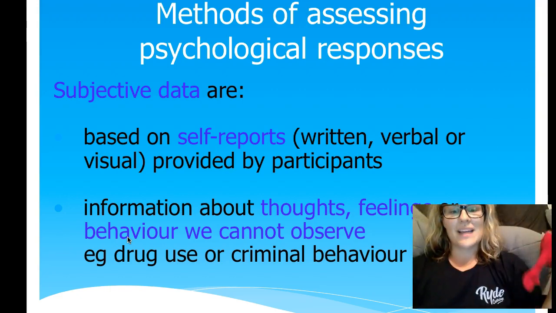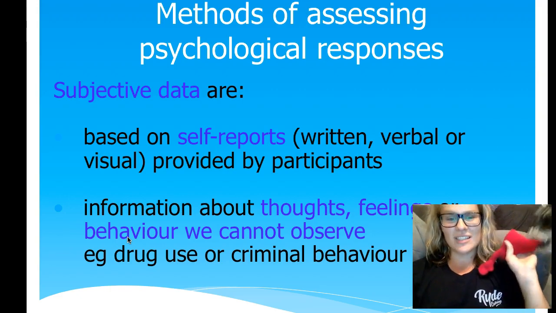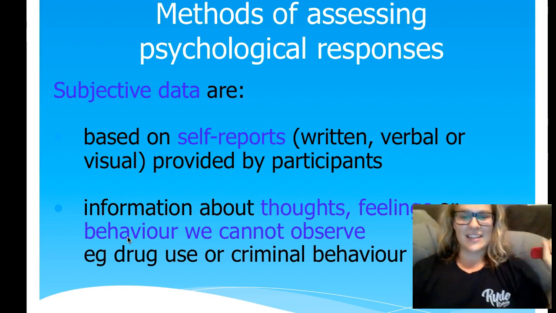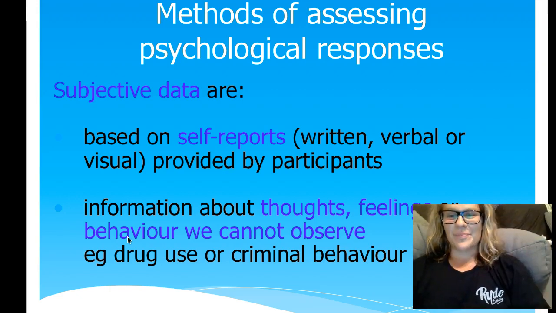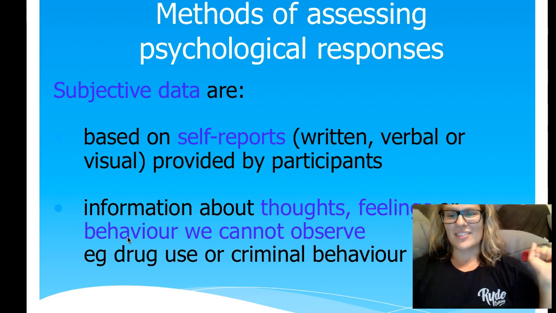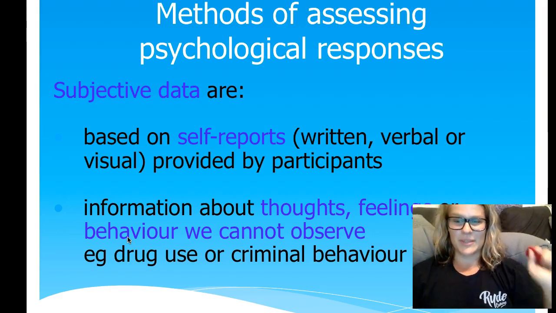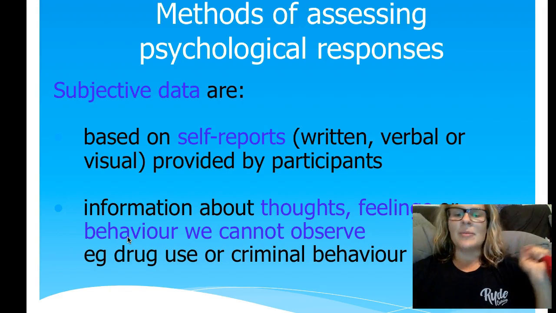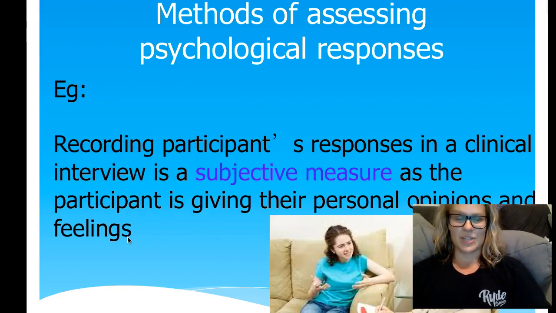Subjective data is all based on self-reports. So it could be about feelings, thoughts, or behaviour that we can't observe. For example, drug use. We can observe it, but it's not really ethical to observe it, so you have to get that subjectively from the participants. Or criminal behaviour. It's not ethical to observe it without reporting it, so you have to get it subjectively.